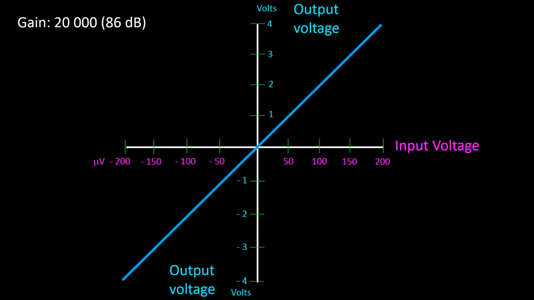Now I have represented with the blue line, which I have just introduced, the relation between output voltage, input voltage and gain. So a negative 150 microvolts input will produce an output voltage of negative 3 volts, and an input voltage of positive 100 microvolts will produce an output voltage of 2 volts.